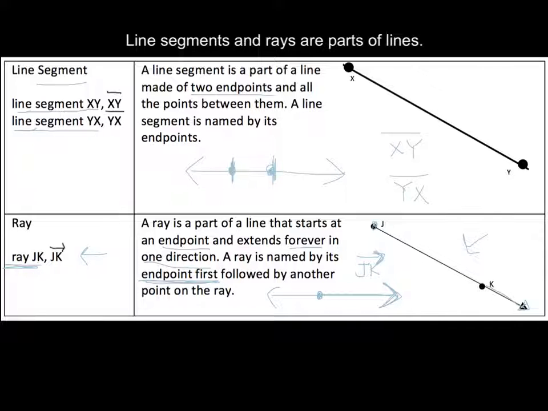So if I were to have a ray that, let's say, went this way, and this was A and this was B, I would write it ray AB, and then I would put that arrow that way. Okay, we have to have our endpoint coming first. So it looks different because I had to kind of flip it around, but the endpoint comes first, then our second one. So now let's practice.